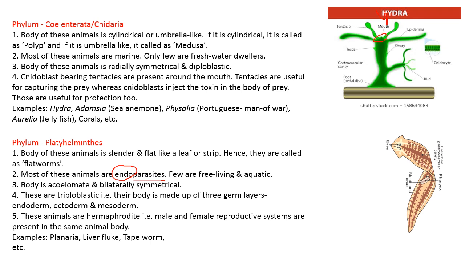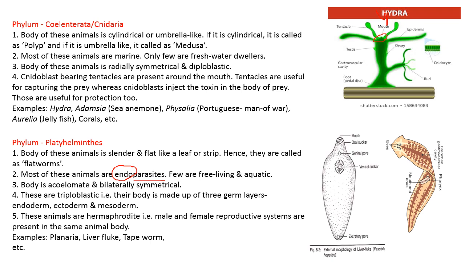So you can see this is an example of planaria. And this is an example of liver fluke. So these are some examples which are given in your textbook also. Go through them and read it properly. I hope you are clear.